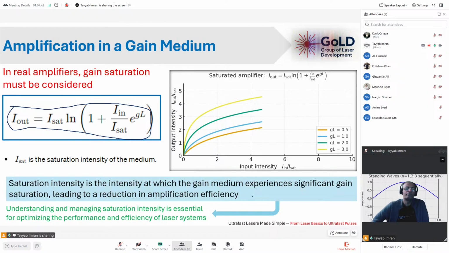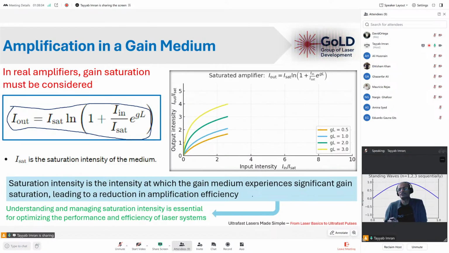Output intensity and input intensity. But I saturation, what is ISAT? I saturation is the saturation intensity of the medium. The gain medium has a limit. When you buy one, in the data sheet it is usually mentioned.